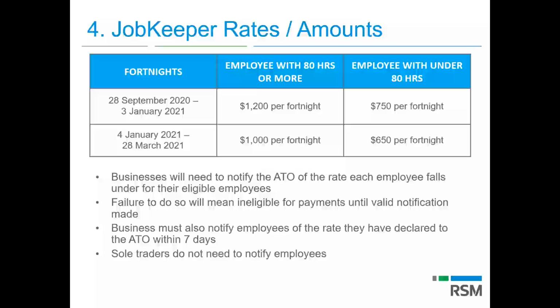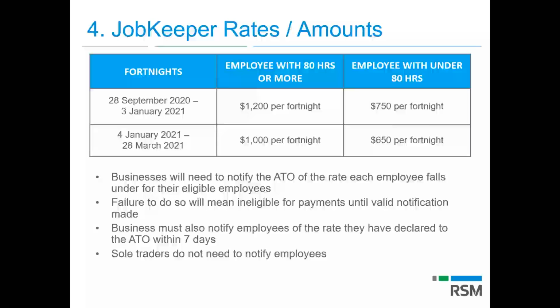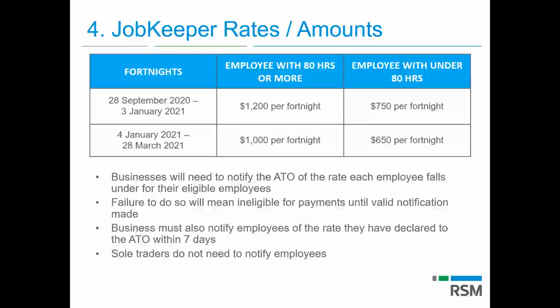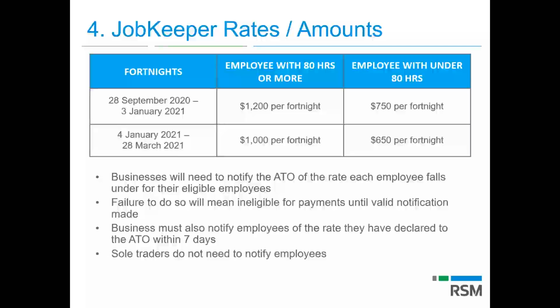Where the employee or business participant does not qualify for the higher rate, the amounts per fortnight are $750 and $650 respectively. Entities need to notify the ATO of the relevant rate for each individual, and failure to do so will make the entity ineligible for payments until the notification is made.